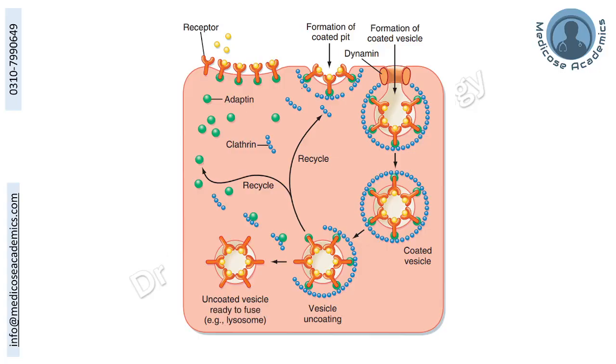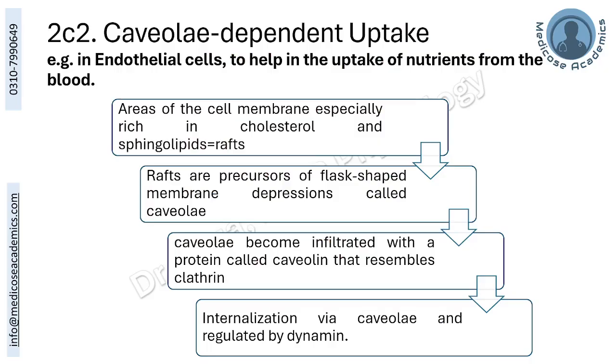And this is showing the clathrin-mediated endocytosis step by step. This is clathrin. You can appreciate over here. This is the clathrin-coated pit formation. Dynamin helped in pinching off the vesicle, which was then fused with the endosome and then the lysosome. After the lysosomal breakdown, the clathrin protein and the receptor proteins are recycled back to the surface of the cell membrane. Next is the caveole-dependent uptake.